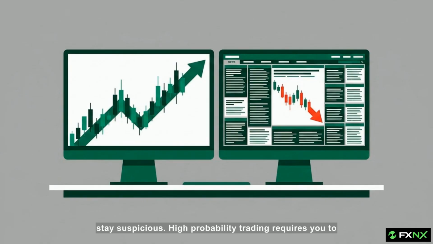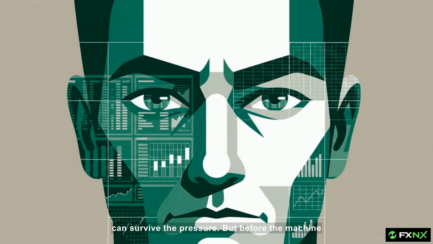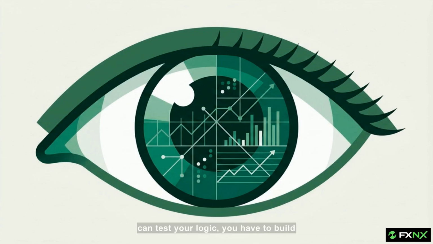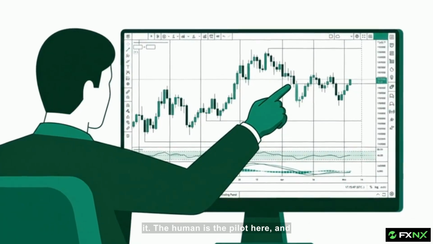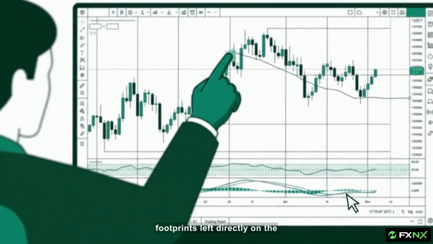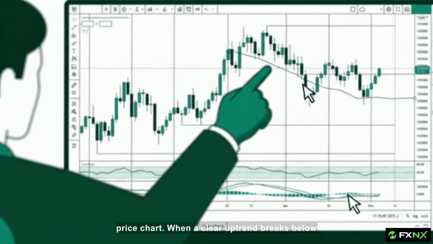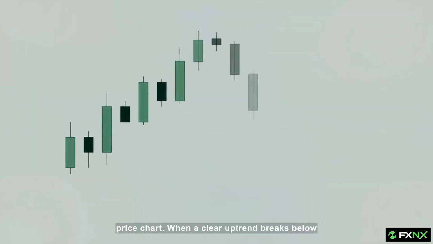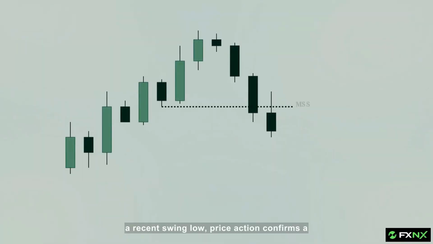High-probability trading requires you to actively seek out data that contradicts your initial assumptions to see if your setup can survive the pressure. But before the machine can test your logic, you have to build it. The human is the pilot here, and your initial directional narrative must come from reading the institutional footprints left directly on the price chart. When a clear uptrend breaks below a recent swing low, price action confirms a market structure shift. This is the first evidence that institutional momentum has made a sudden U-turn.